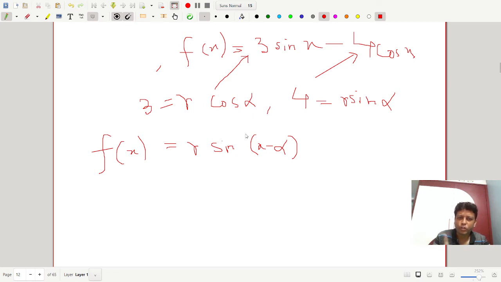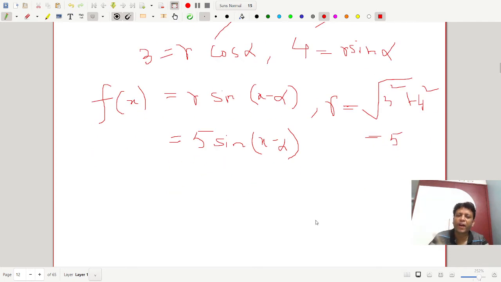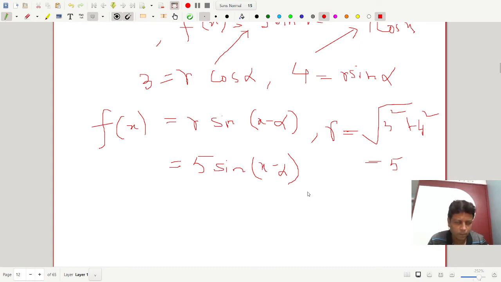Because r will be common and you have sin a cos b minus cos a sin b, that will be sin(a minus b), correct? What is the value of r? If you square and add, you will get root over 3 square plus 4 square, that will be 5. The value of r is 5. 5 sin(x minus alpha) is the simplified form. Am I clear with this?